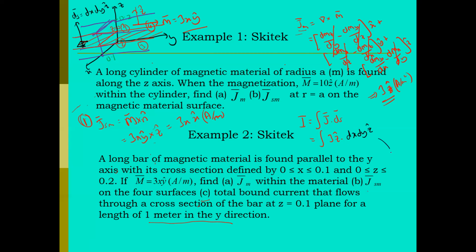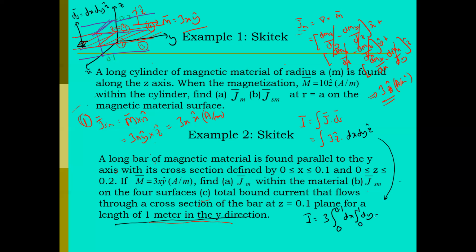From here we can find the current. I will be equal to 3 times the integration of dx and the integration of dy. The x will have a range from 0 to 0.1, because the plane is at z equals 0.1. For the y, it is based on the question, which asks for the current for a cross section of the bar for a length of 1 meter in the y direction. It means that y has a length of 1 meter.